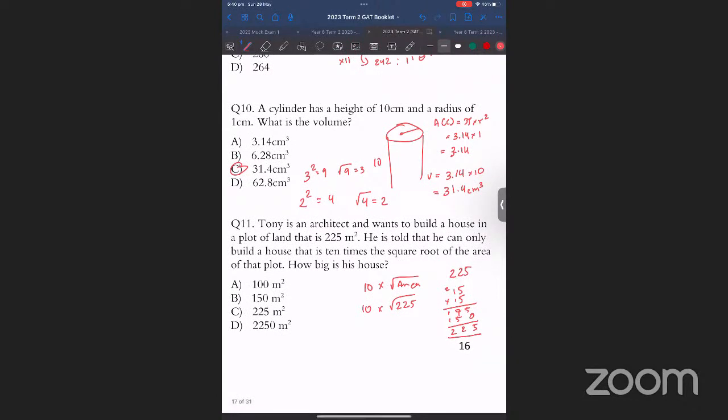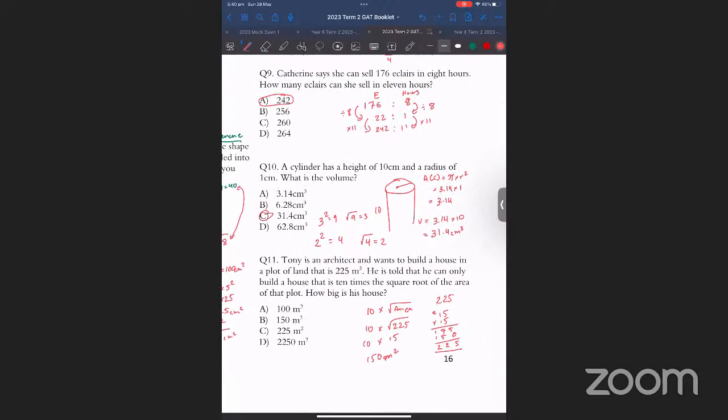So back to this, 10 multiplied by the square root of 225 is 15, and 10 times 15 is 150 meters squared.